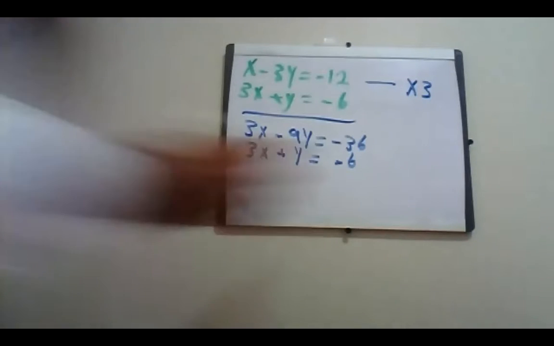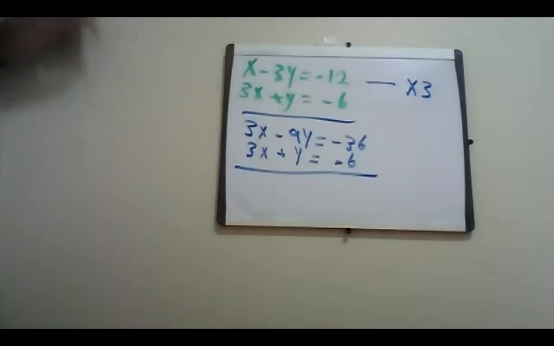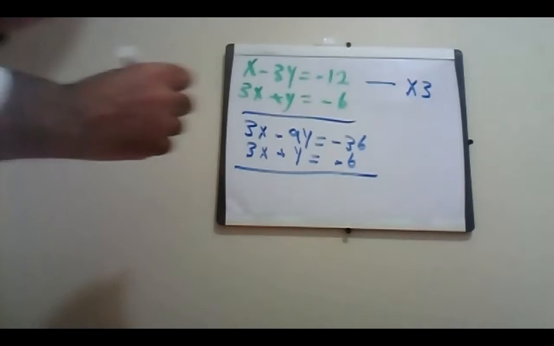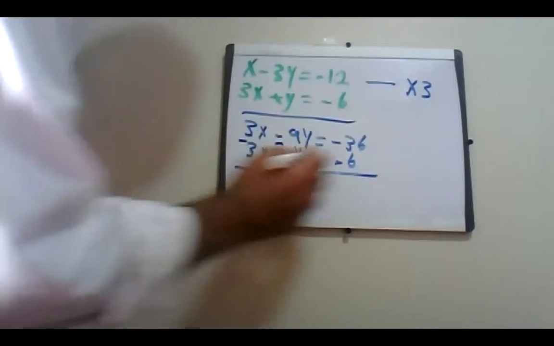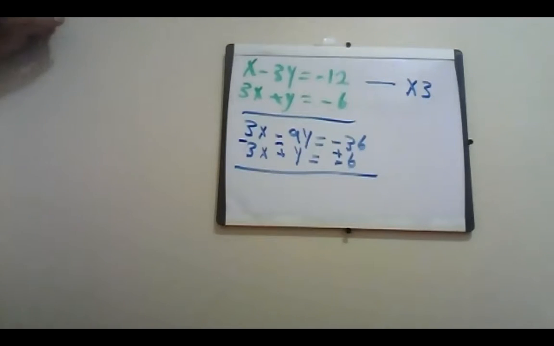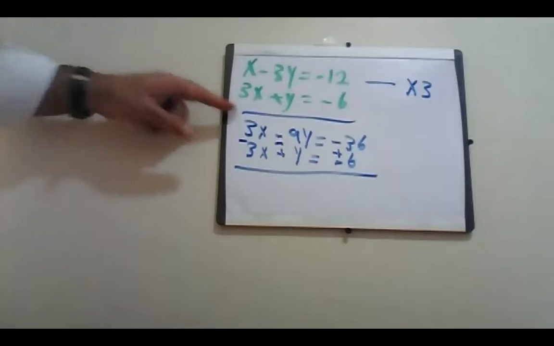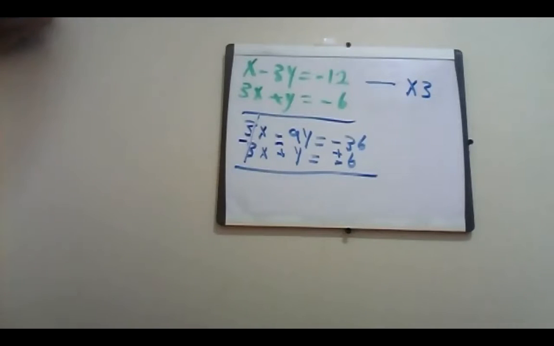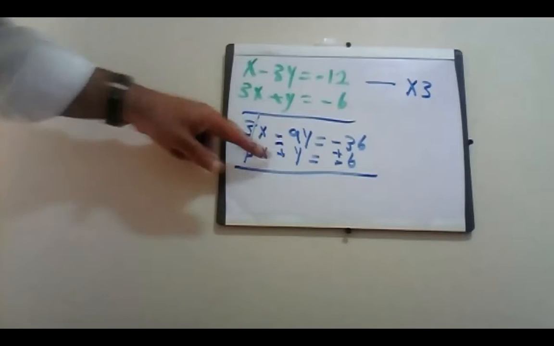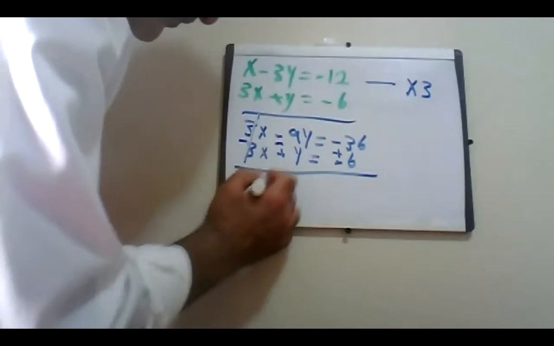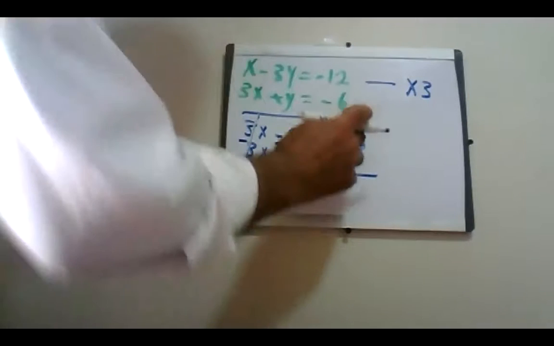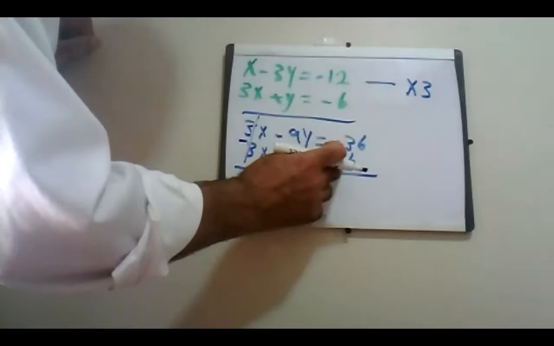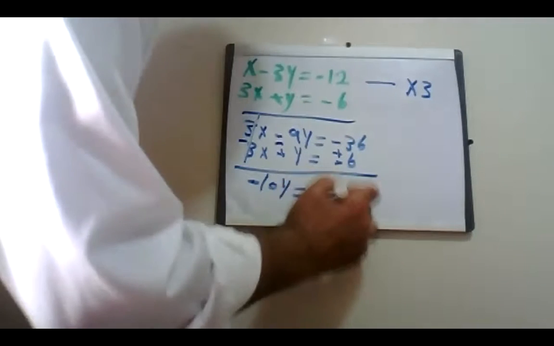Okay. Now I will subtract the equations. This will be minus, this will be minus, and minus will be positive. So 3x and 3x with the minus will cancel each other. Minus 9y and minus y will be minus 10y equals minus 36 plus 6, which will be minus 30.